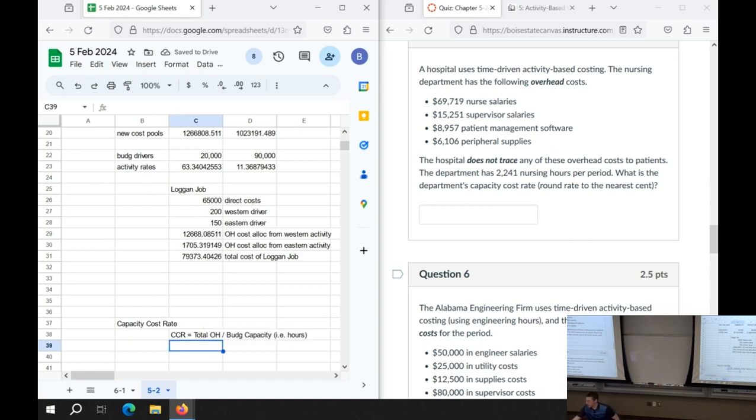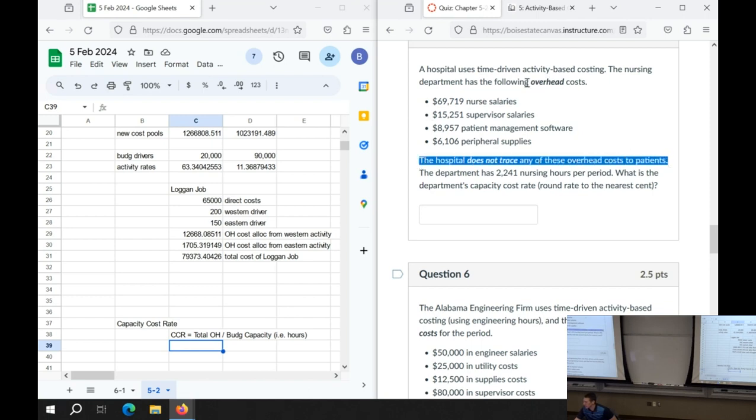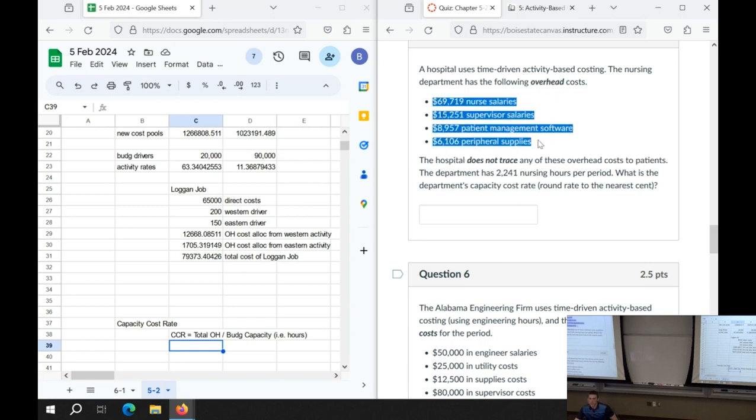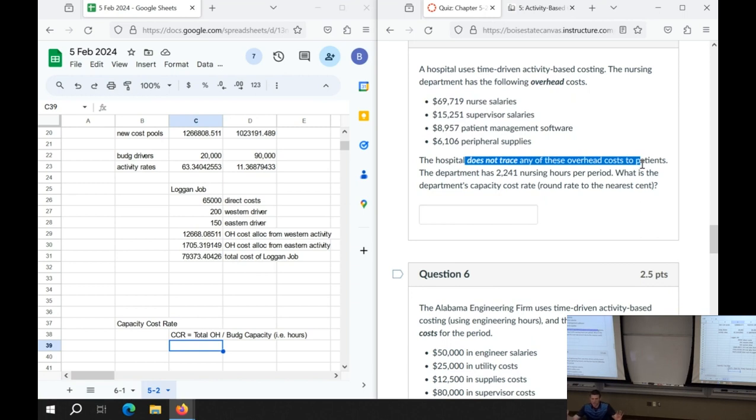All right. Now, the trick of some of these questions is I'm playing word games with what you include in the numerator there as total overhead. So, for example, here, this first question, the hospital does not trace any of these overhead costs to patients, and I say they're overhead costs right here. So all four of these end up in the numerator. Does that make sense? Because I told you I don't trace any of them to patients. Tracing means direct. If I trace it to patients, that means it's a direct cost to those patients. I don't have to do any fancy division and allocation to figure out responsibility for the overhead. I traced it. Here, I didn't trace any.